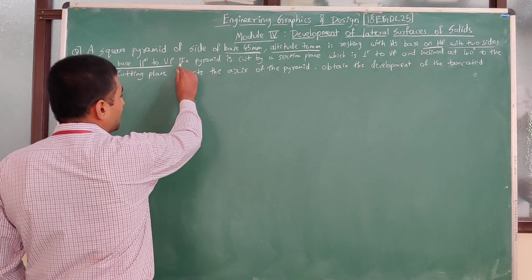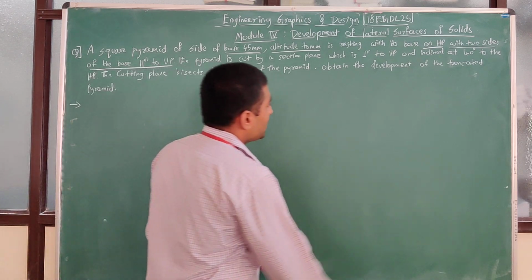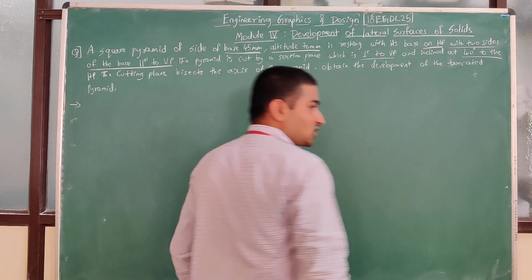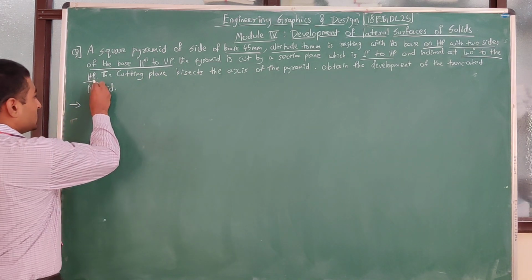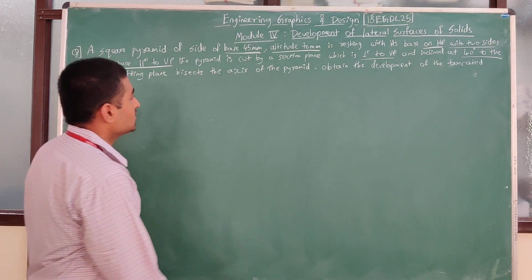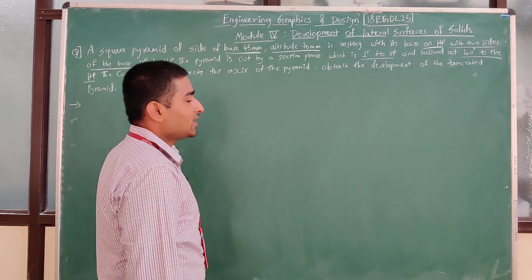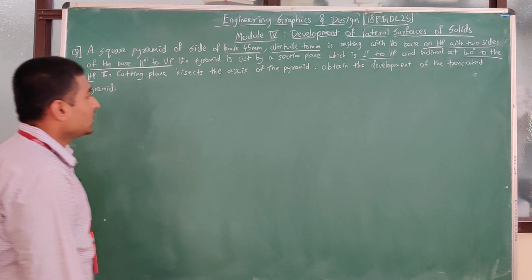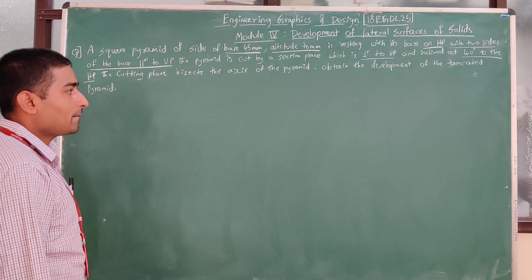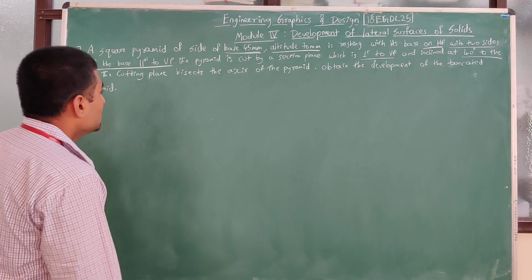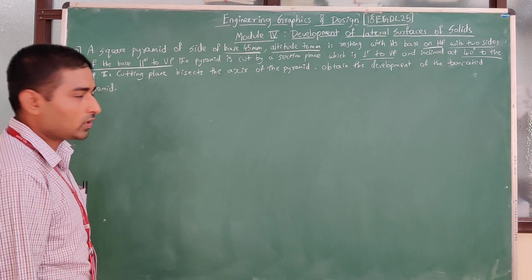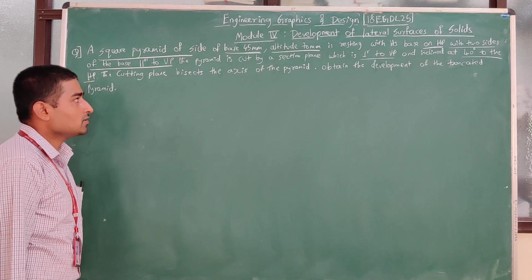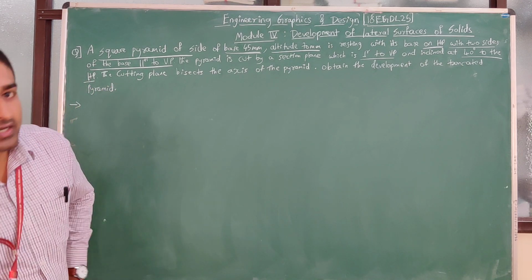Now the pyramid is cut by a section plane which is perpendicular to VP and inclined at 40 degrees to the HP. The cutting plane bisects the axis of the pyramid. Obtain the development of the truncated pyramid. Here the development has to begin from this, so let us start with the square pyramid, which is given with a base of 45. Okay, so let us start the problem.